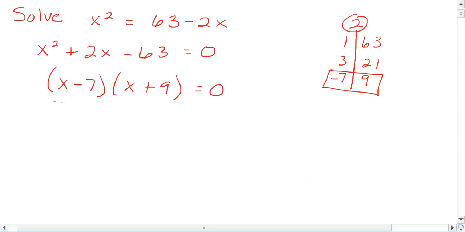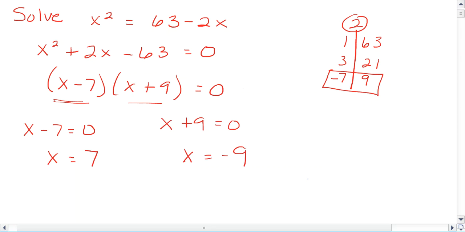If this factor times this factor equals 0, we ask ourselves, well, what makes this 0? x minus 7, if that's equal to 0, x would be 7. Here, what makes x plus 9 equal to 0? Well, x would equal negative 9. So in problem 7, after you square both sides, use this method to solve it, and it is a quadratic, so you will get 2 answers.